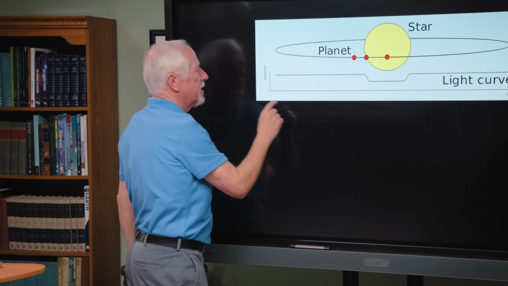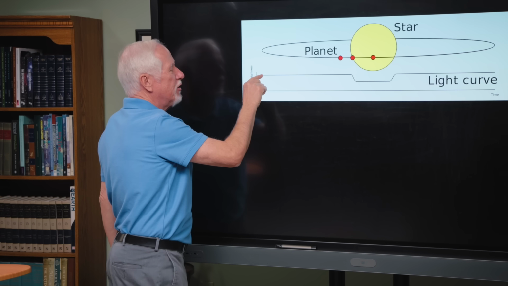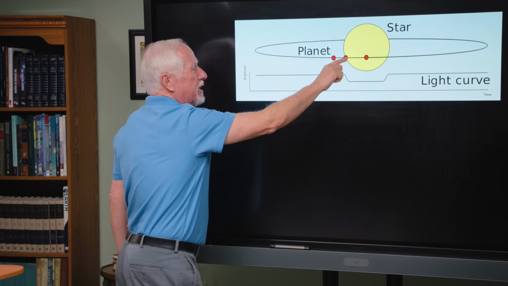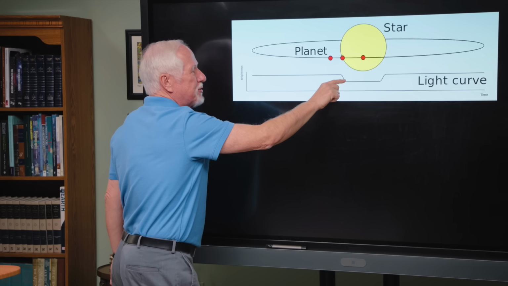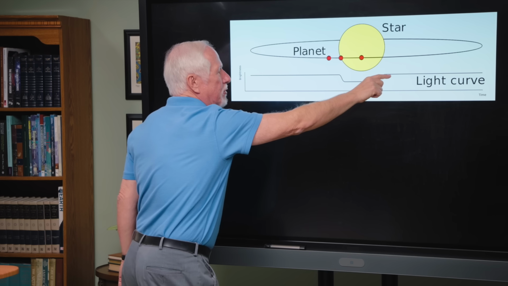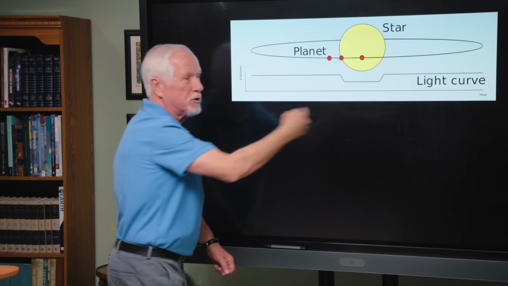It says time horizontally and brightness here. And notice when the planet starts to pass in front of the star, the light dips down and then recovers like that. And then the next orbit will do it again.